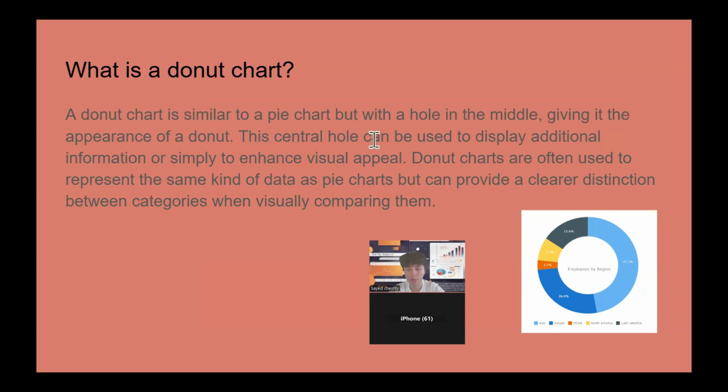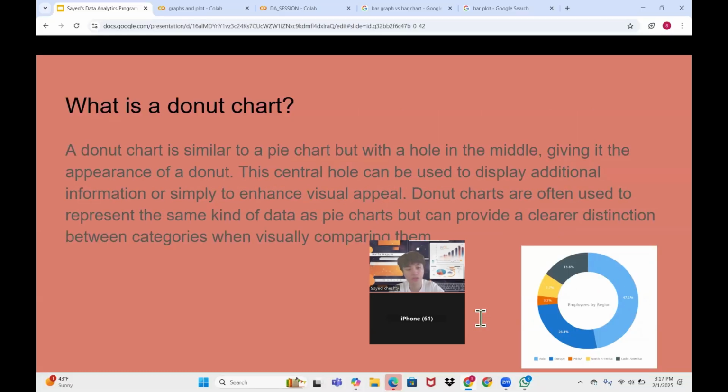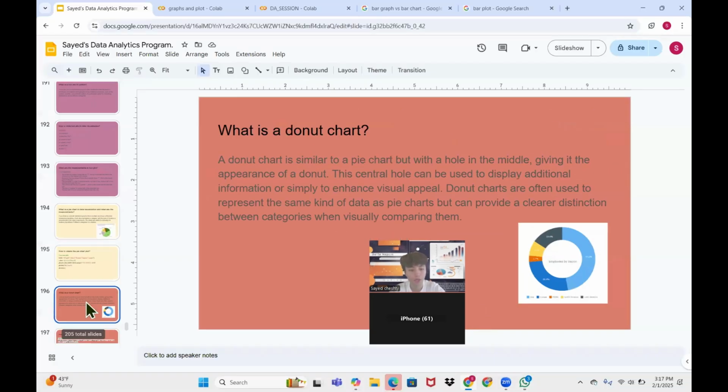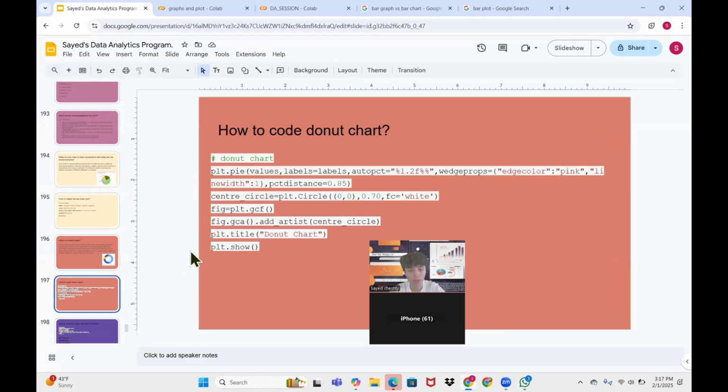The central hole can be used to display other additional information or simply enhance visual appearance. Donut charts are often used to represent the same kind of data as pie charts, but can provide a clearer distinction between categories when visually comparing them. So now we're gonna talk about how to code it.